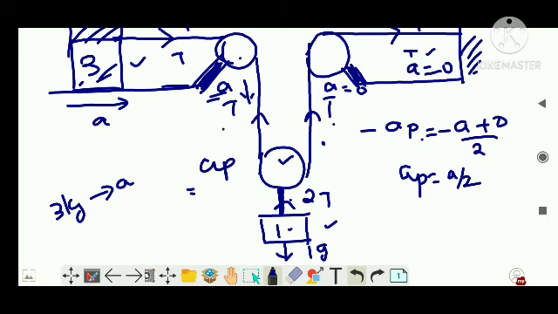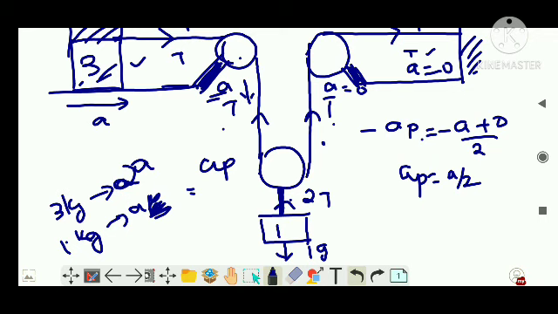That is, if 3 kilogram is moving with an acceleration A, then 1 kilogram, because the same pulley is connected to 1 kilogram, will have the same acceleration as the pulley. So 1 kilogram will be moving with A by 2. So better let's make this 2A. So this becomes 2A and this becomes A. Rather than using fractions, it is better to use numbers like this.